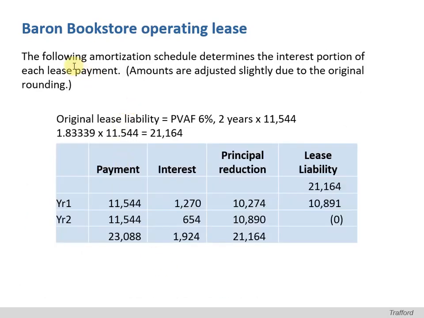To get the present value of those lease payments, we just multiply the $11,544 times the present value of an annuity factor, and that's where the $21,164 came from. We can prove that answer with our amortization schedule, and it works just like the last one. The original lease liability is $21,164. That first payment would include interest, 6% times $21,164. And the amortization schedule works the same way all the way through.